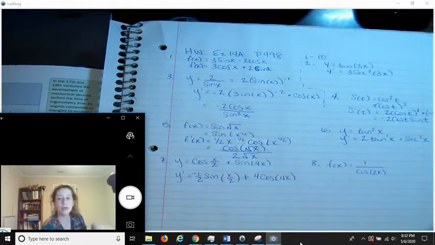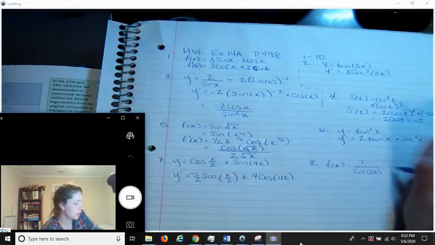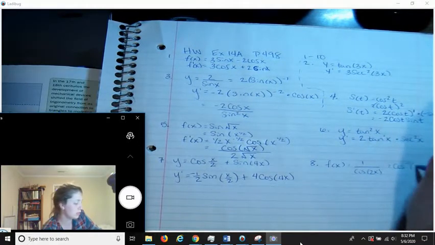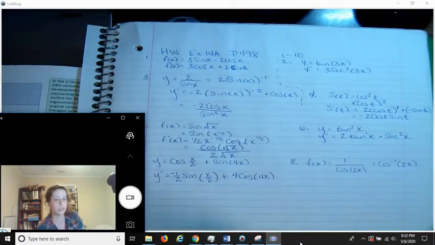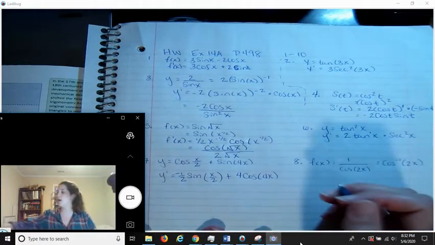So this is like cosine to the negative 1 power. So cosine to the negative 1, 2x. So it's like a composite function. We've got the negative 1 on the very outside, then cosine, then 2x. Okay, I used to do this.